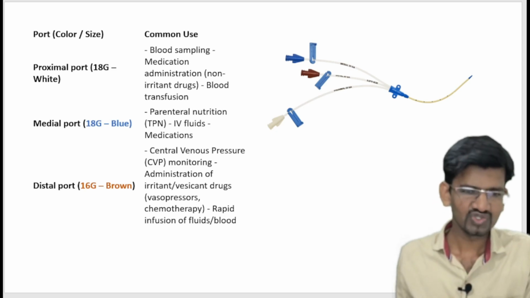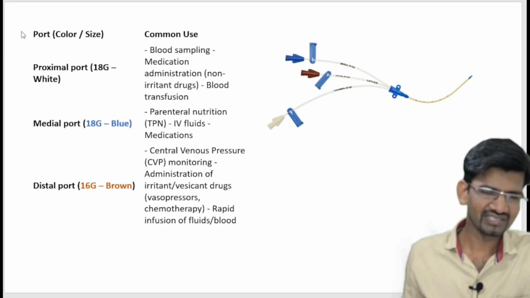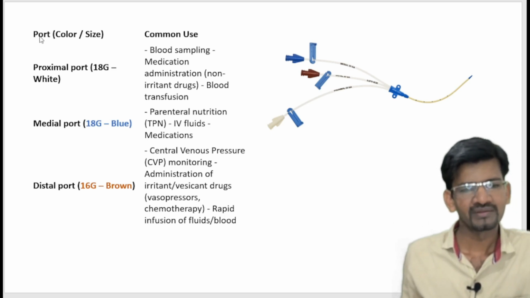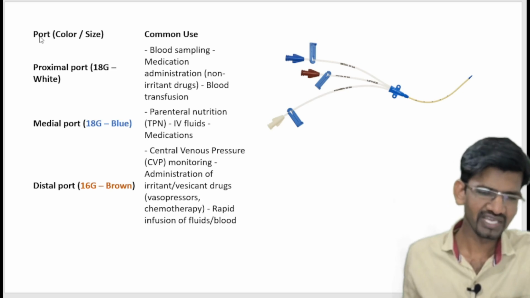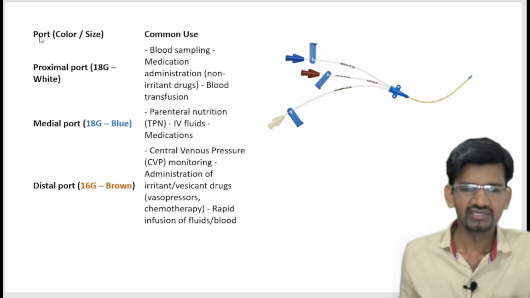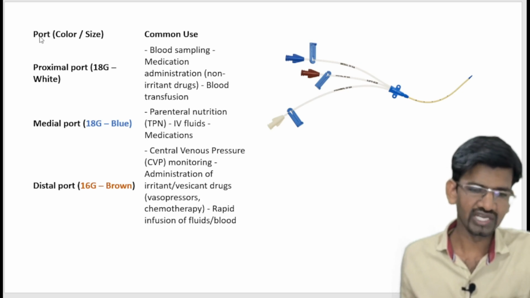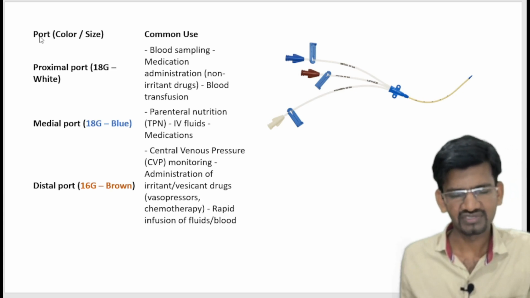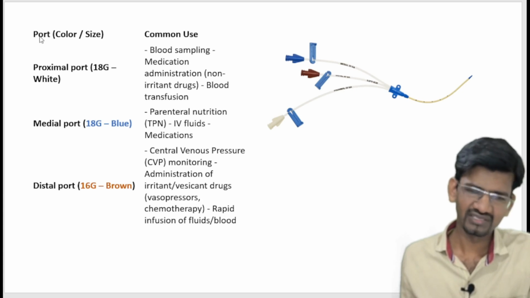As I told, most commonly it is used as an IV access. It is used for sampling, administration of medication, administration of IV fluids, blood transfusions, and even CVP monitoring, central venous pressure monitoring. All these are the major purposes of using the central venous catheter.